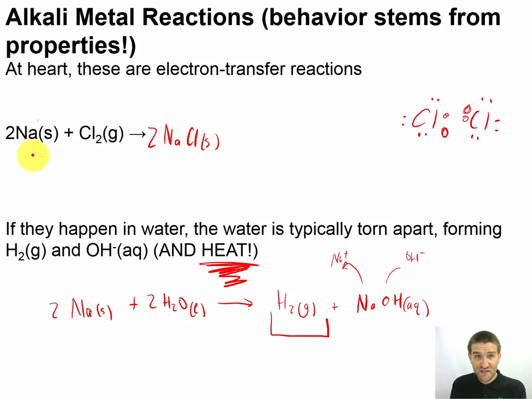It's not that the metal itself is exploding. The metal itself is creating a really basic solution. Separately from that, and in the same process, it's creating hydrogen gas and lots of heat, and that heat causes the H2 to ignite. That's what we're talking about with most of our alkali metal reactions.